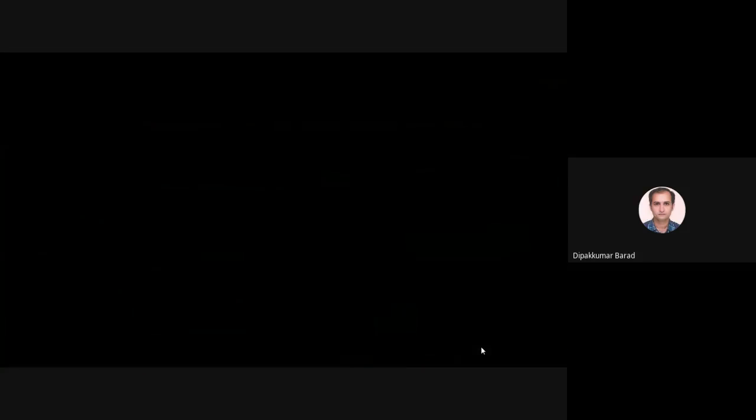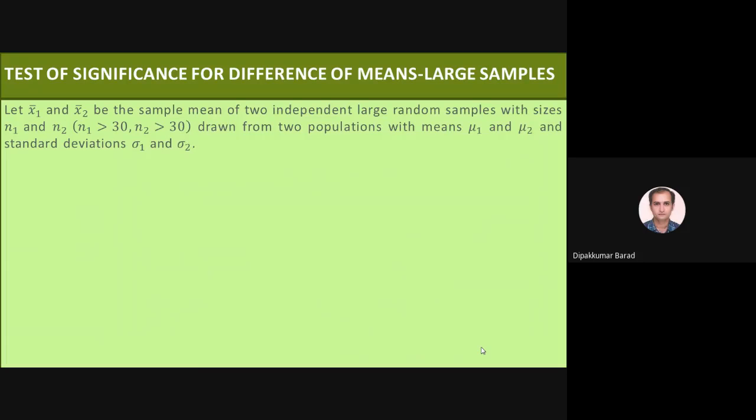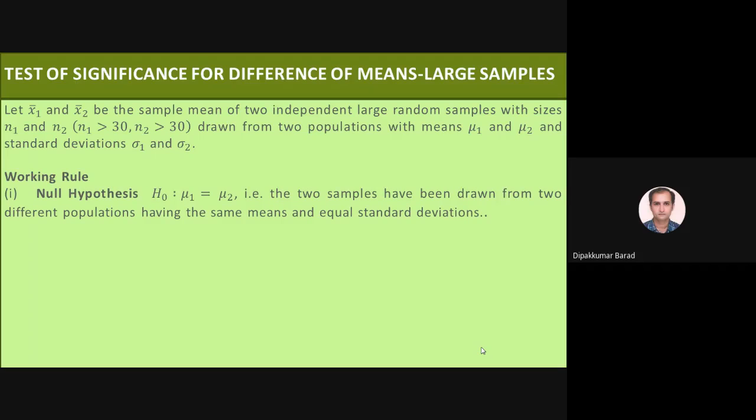Okay, so test of significance for the difference of means, large sample. Here if you are given two independent large random samples x1 and x2 with sizes n1 and n2, both greater than 30, then we call it a large sample, drawn from two populations with means mu1 and mu2 and standard deviations sigma 1 and sigma 2. Then the working rule: first, null hypothesis, mu1 equal to mu2, that is, the two samples have been drawn from two different populations having the same mean and equal standard deviations.